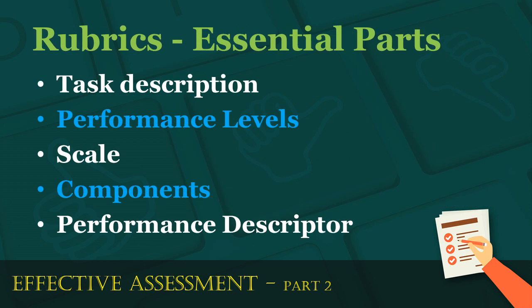Essential parts of rubrics are task description, the task which the learners are expected to perform. Example, essay, oral presentation. Performance levels describes the levels of mastery over the assigned task. Example, exceed expectation, meets expectation, doesn't meet expectation. Scale gives a specific grade or point to the performance level. Example, 4, 3, 2, 1.